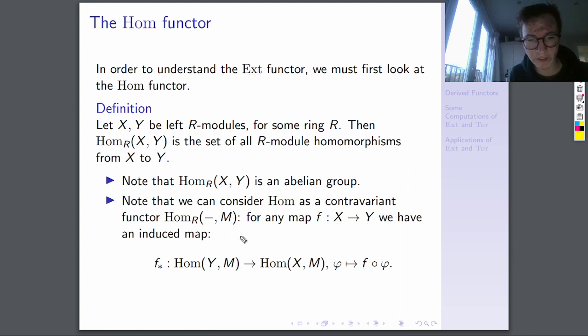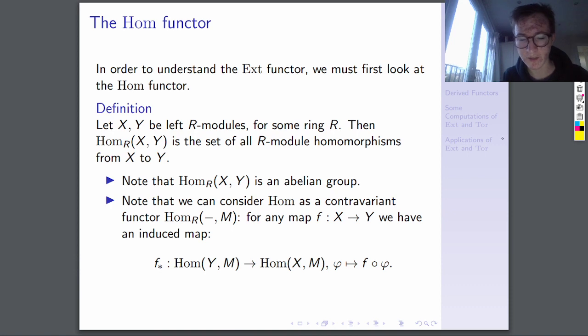And we can also make it into a covariant functor if we instead were to consider it as a functor Hom(M, -), where we left this part here blank. But we'll see that when we're talking about Ext, there's no real advantage to distinguishing either versus.